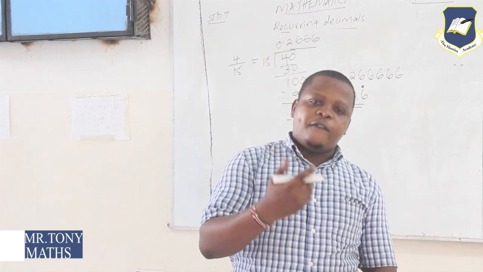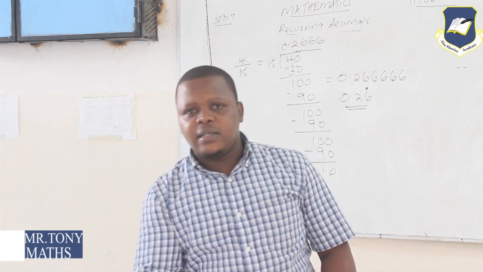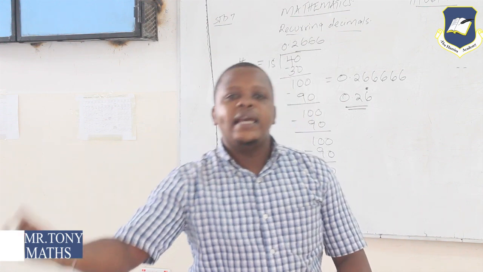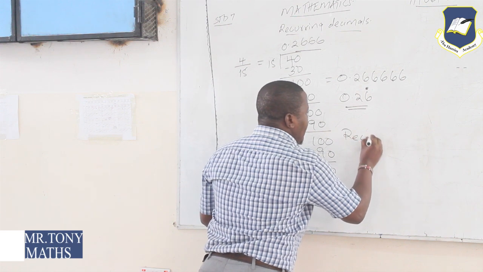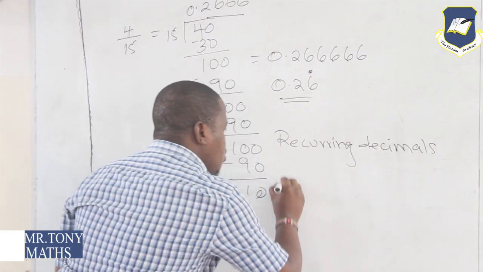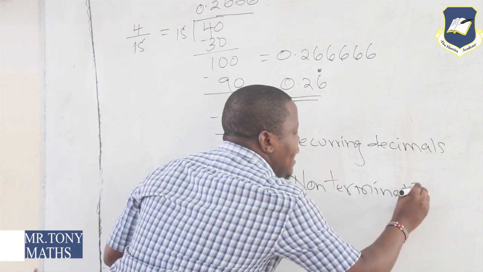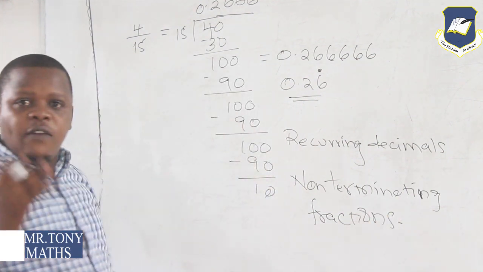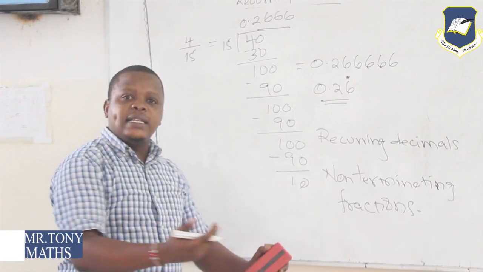Just to wind up, when you're told to work out fractions, remember sometimes in the exam you're told to work out a fraction and say whether it is a terminating fraction or a non-terminating fraction. What we call recurring decimals is a result of non-terminating fractions. So in this case, the fraction 4/15, because it's giving us a recurring decimal, we can call it a non-terminating fraction.